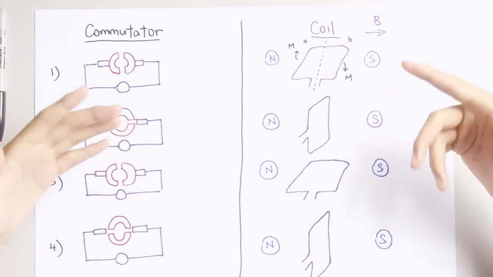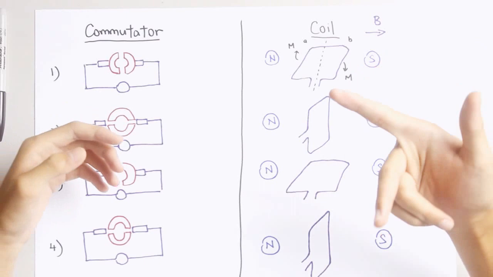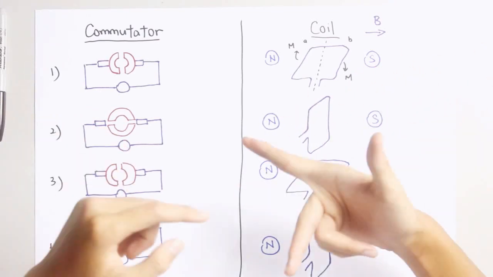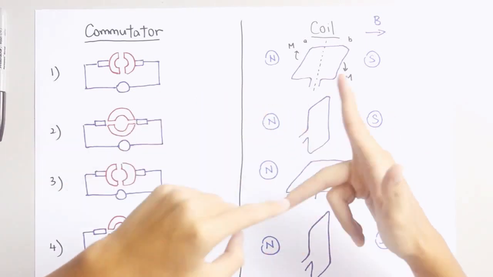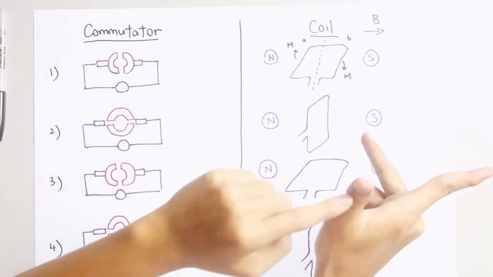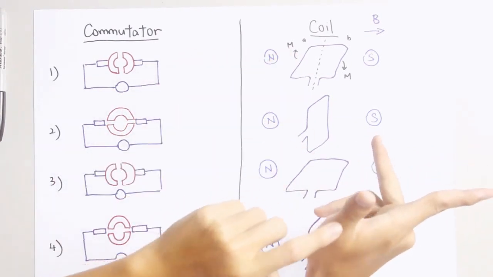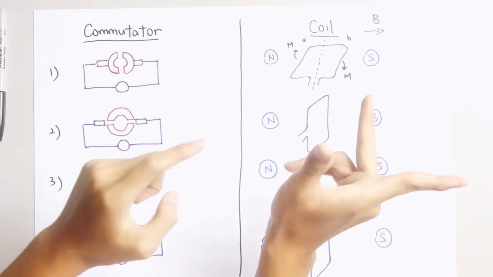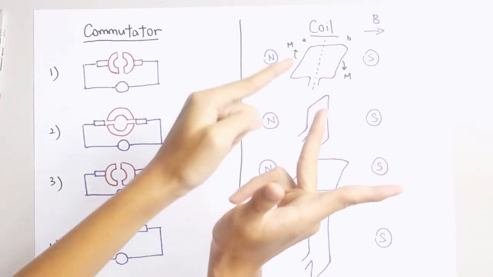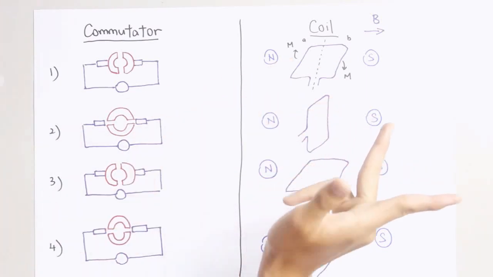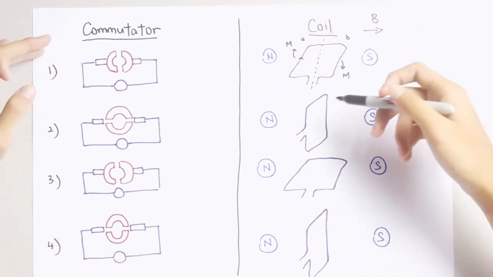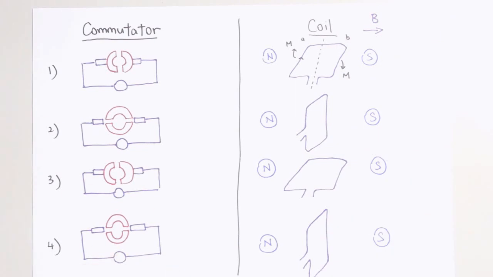Remember, this is a dynamo, so we have to use Fleming's right-hand rule instead of Fleming's left-hand rule. Applying Fleming's right-hand rule, FBI, the B is in this direction. For the A side, the motion is in this direction. So you can see B in this direction, M in this direction, so the induced current is in this direction. This means that there will be current flowing in the coil.